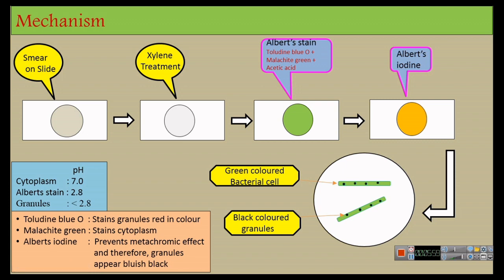However, subsequently we apply Albert's iodine. This Albert's iodine prevents the metachromatic effect. That means granules do not appear red in color but appear bluish black in color. And therefore, in the microscopic field, we see green colored bacterial cells and bluish black colored granules. So this is the mechanism of granule staining.